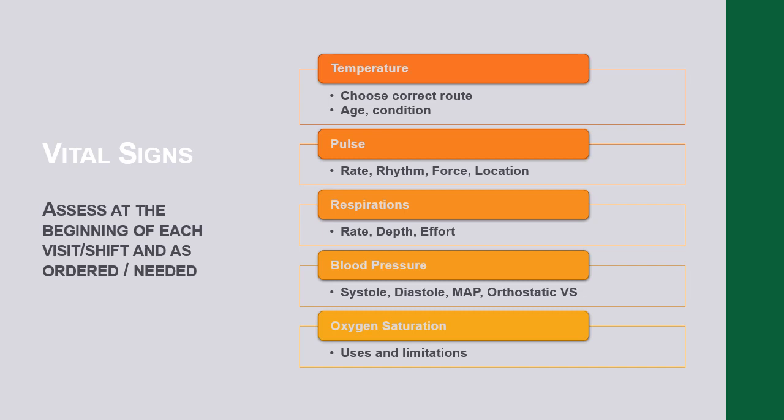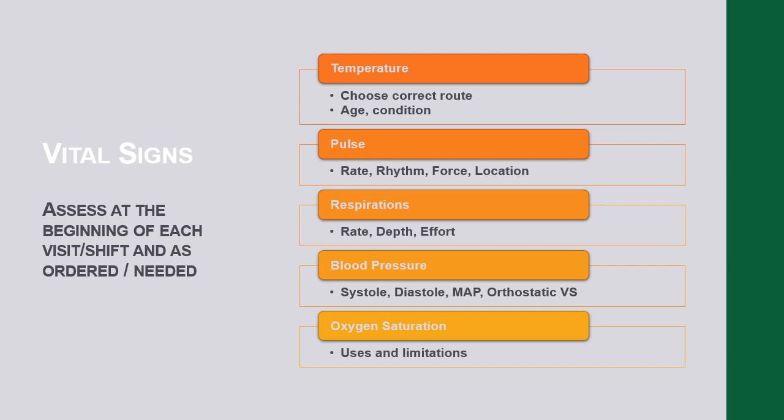With blood pressure, you want to measure the systolic and the diastolic, calculate the mean arterial pressure, and know how to take orthostatic vital signs. So evidence-based practice has changed regarding orthostatic vital signs recently. The current recommendation is that you put the patient in the supine position and you wait 2 to 3 minutes.